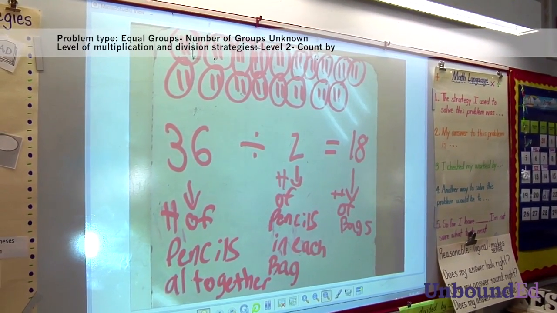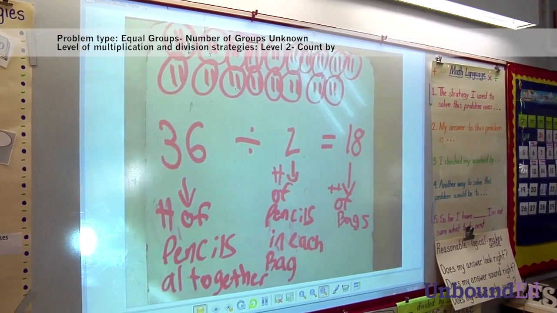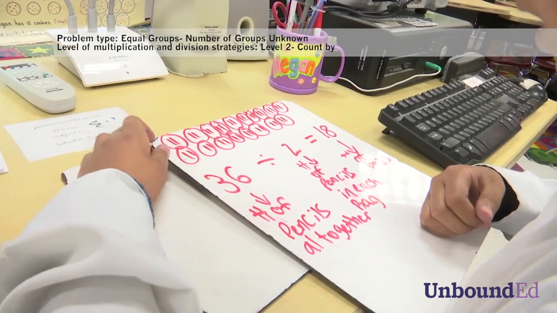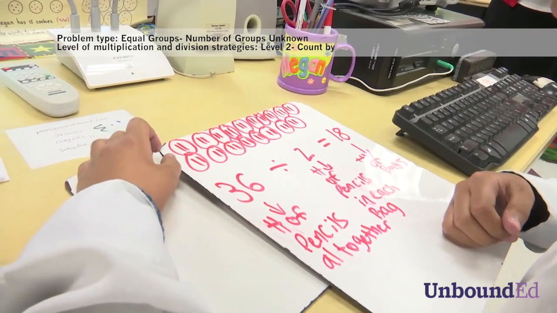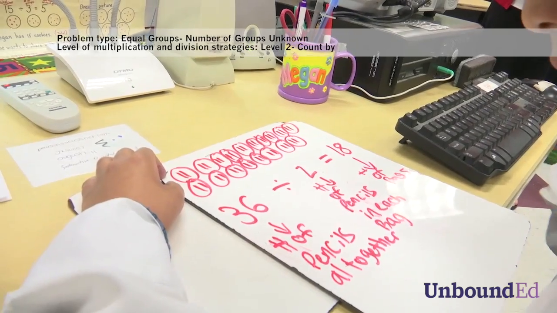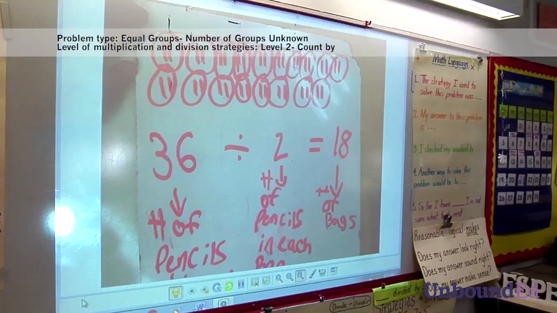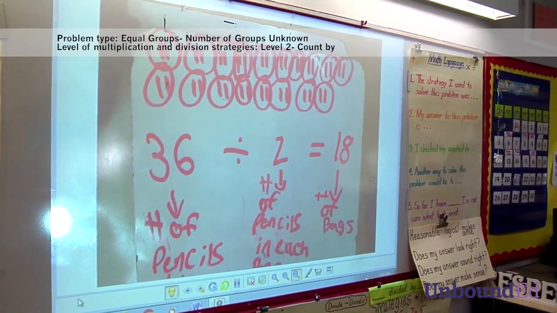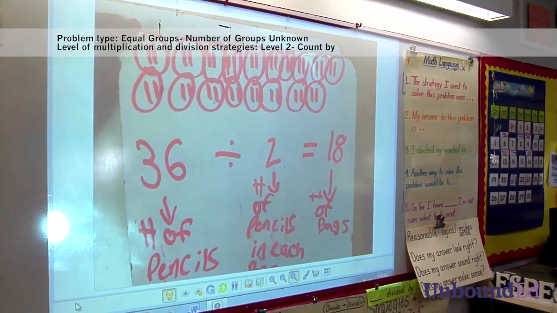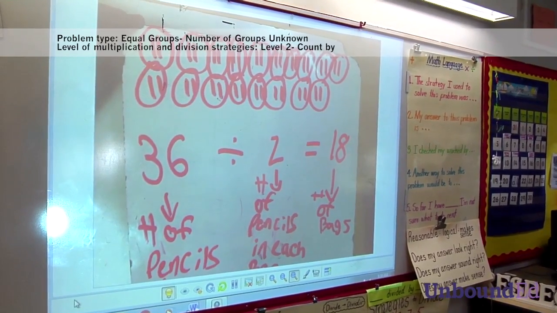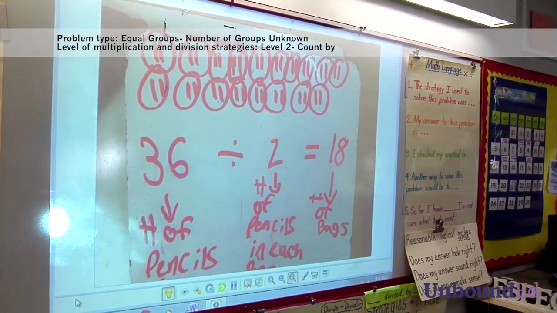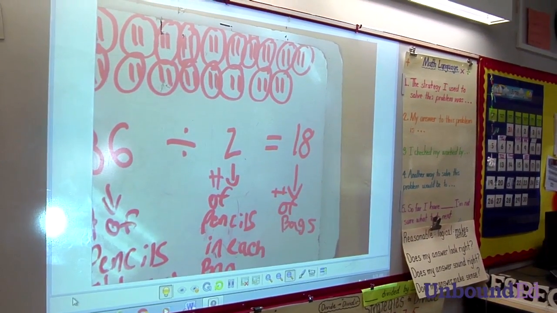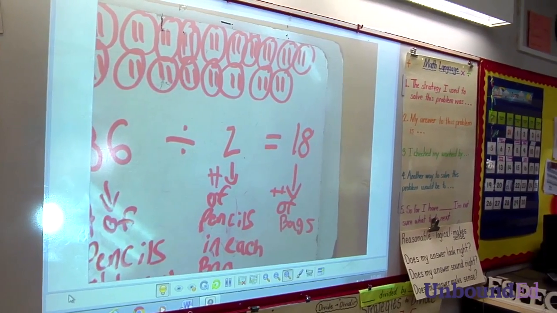Then, since I don't know how many bags there would be, I drew circles to see how many, and there are 18 bags. So 36 divided by 2 is 18, and the 36 represents the number of pencils altogether. The 2 represents the number of pencils in each bag, and the 18 represents the number of bags. This is a problem where, unlike the last one, the size of the group is unknown.